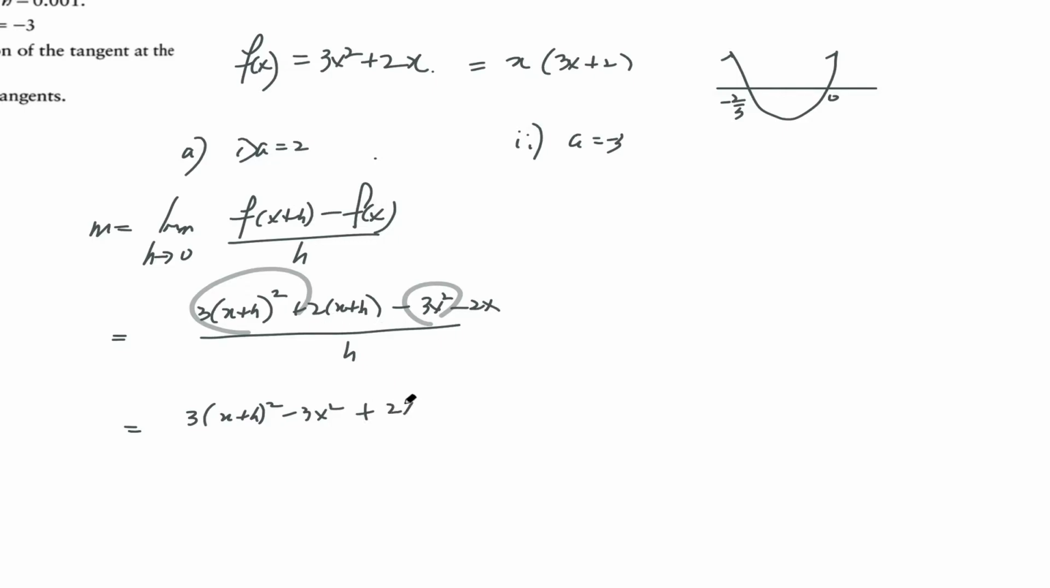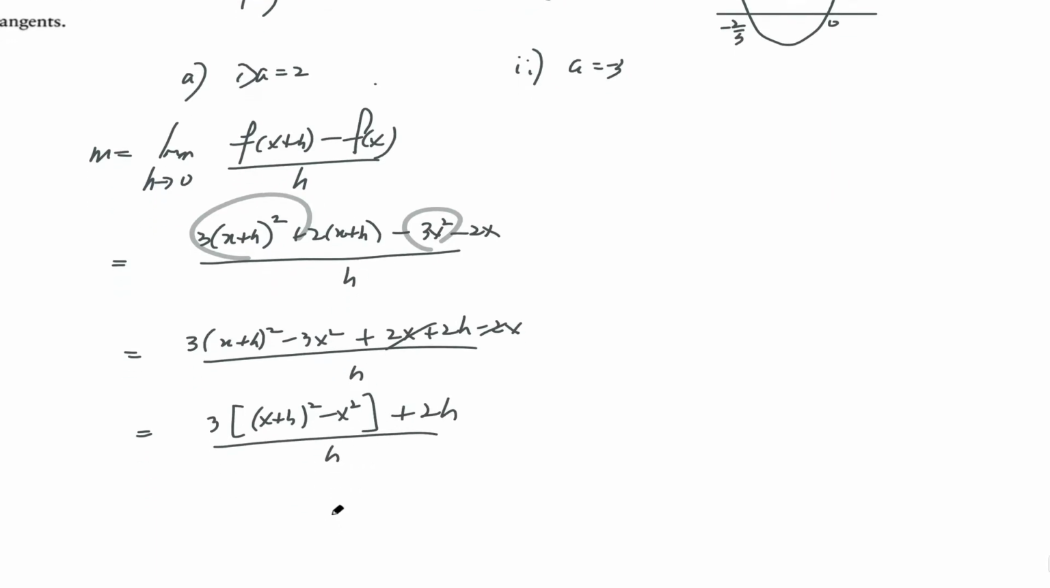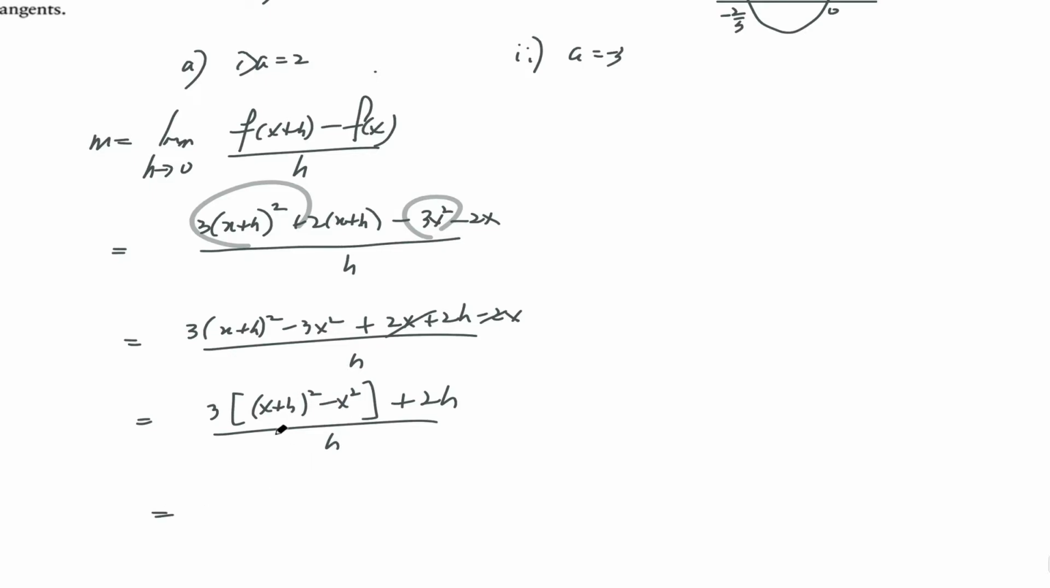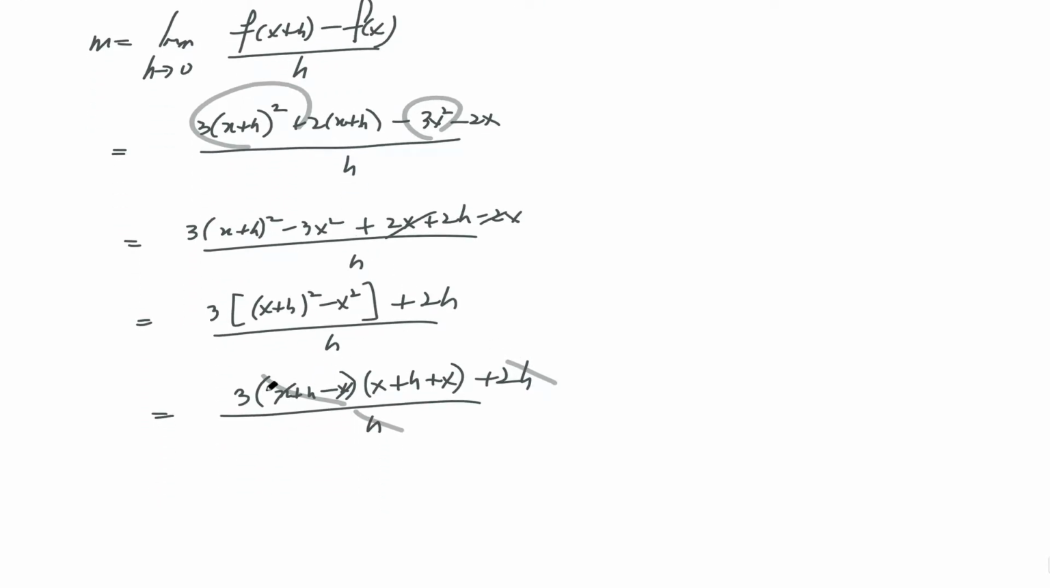Okay, this and this is 2x plus 2h minus 2x. You can factor out a 3 and get this difference of squares expression. And here that cancels out to just give you 2h. And then you can factor that. It's a difference of squares, so x plus h plus x. Note that this is canceled out, it just is h. So you can divide those two h's with this h. It's like factoring out the h and reducing it with h.